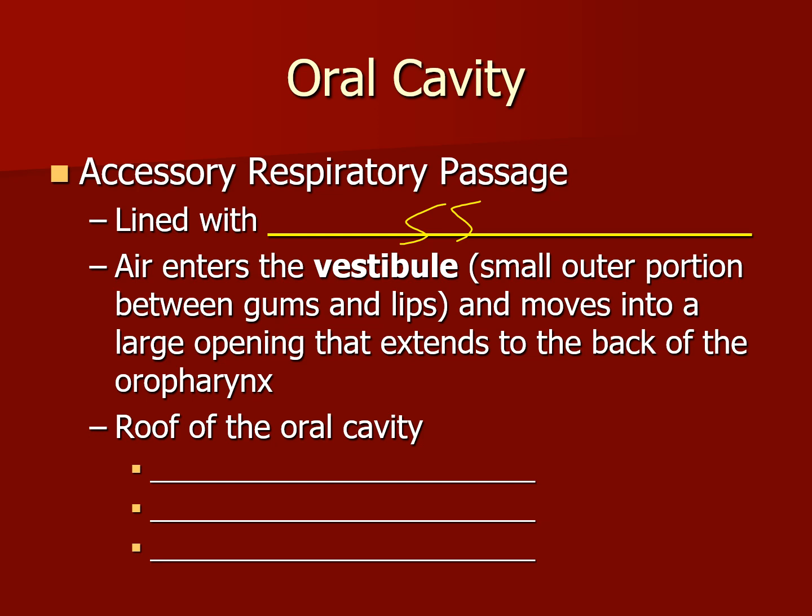So air enters the vestibule, the outer portion between the gums and the lips, and moves into the large opening that extends to the back of the oropharynx. And that's where you're looking at the stratified squamous. Ultimately, the roof of the oral cavity, so this is just defining the oral cavity, is made up of the hard palate. This is going to be your maxillary and palatine bones. So the roof of the oral cavity has the maxillary and palatine bones.